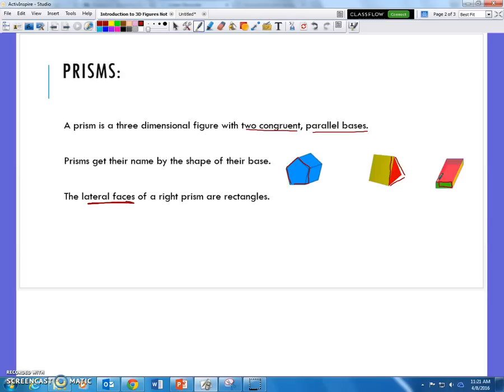There's a special type of prism called a right prism. And in order for a prism to be a right prism, it has to have rectangles as its lateral faces. So in this case, I have rectangles along the side of my pentagonal prism. Now in this case, my triangular prism has rectangular lateral faces. And on this rectangular prism, I also have rectangles for my lateral faces. So if that is the case, we know that it is a right prism, a special classified prism.